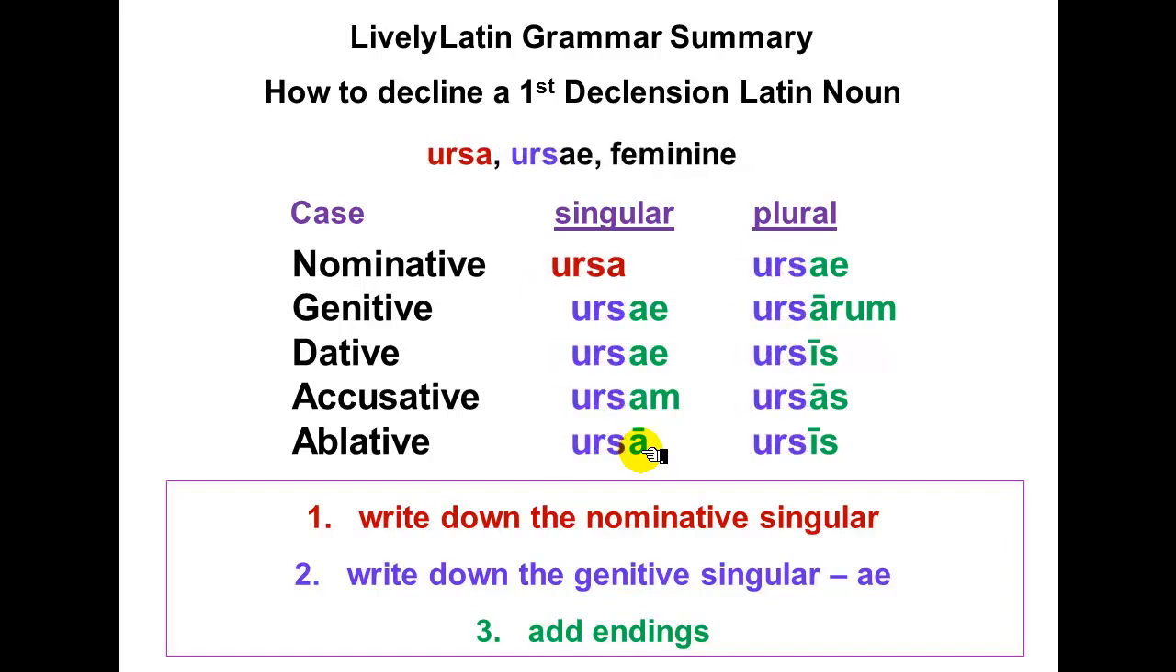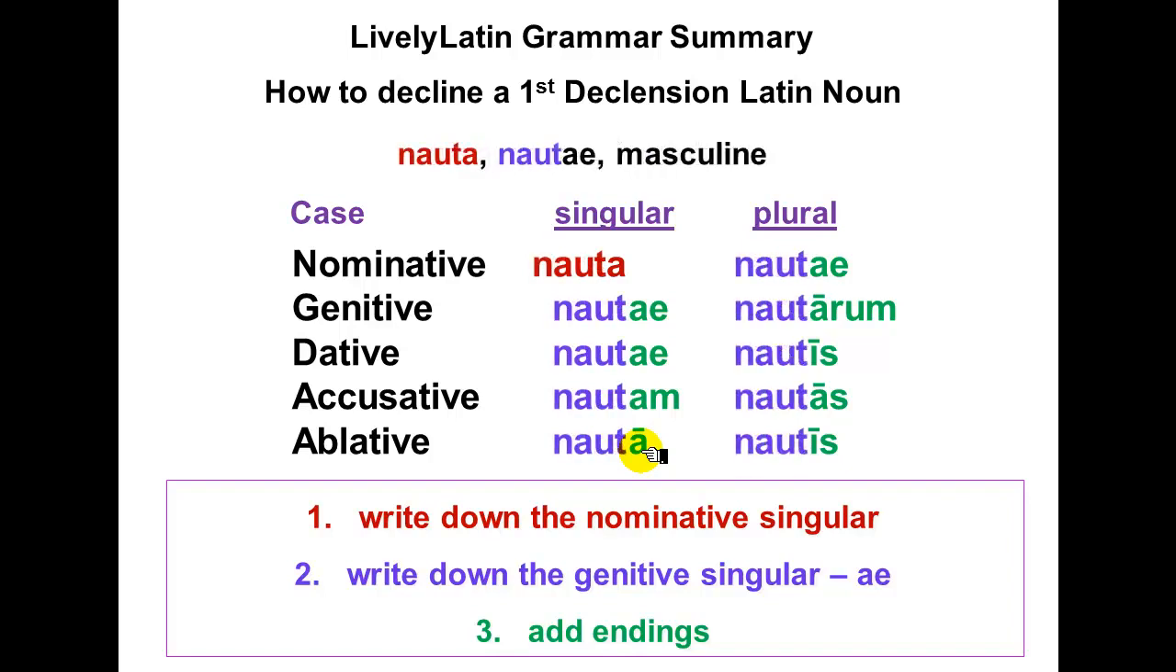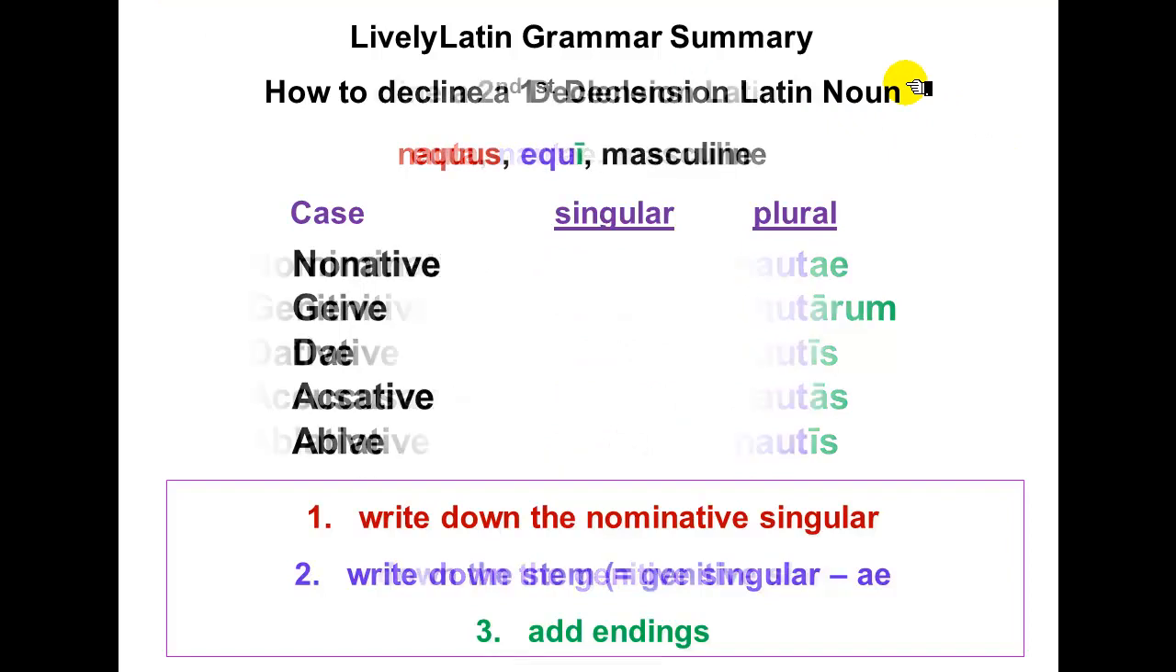So here's ursa, and then here's nauta. Ursa, nauta. As you can tell, the endings are exactly the same. All first declension nouns have these endings.